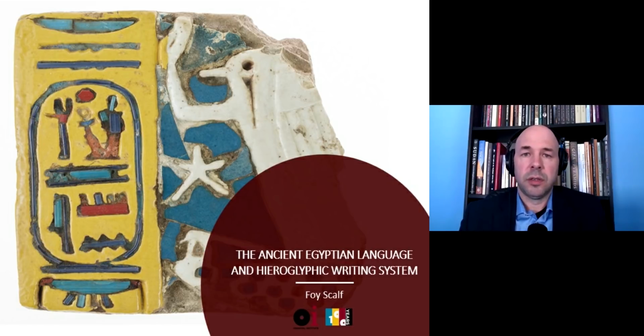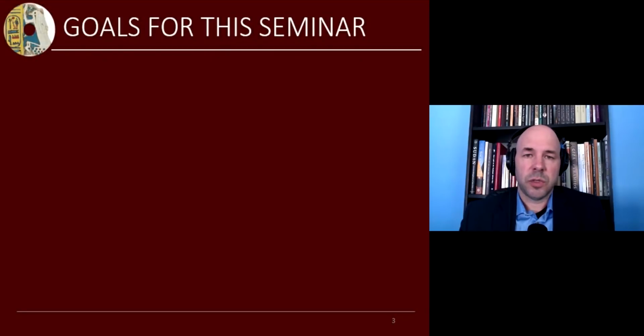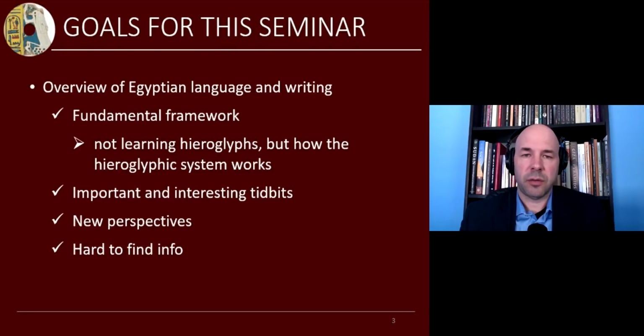So the first thing that we should begin thinking about is what the goals are for this short 30-minute or so seminar. What I'm trying to do is just give you a rough overview of Egyptian language and writing. We're not digging too deep. We're not trying to learn hieroglyphs in 30 minutes. This is just an overview of what the language is like and the writing system is like, and some of the paths that you go down in studying it. So we'll be looking at basic fundamental frameworks, not learning hieroglyphs per se, but looking at how the system works.